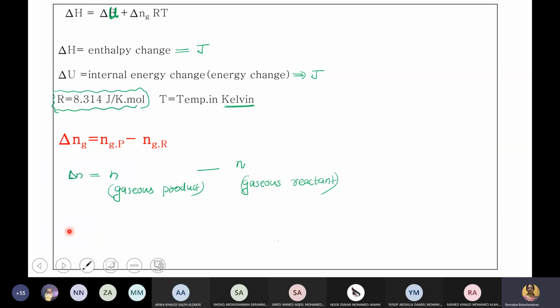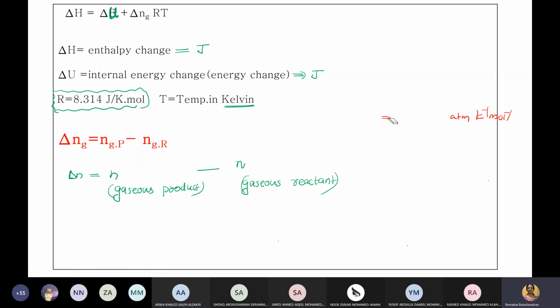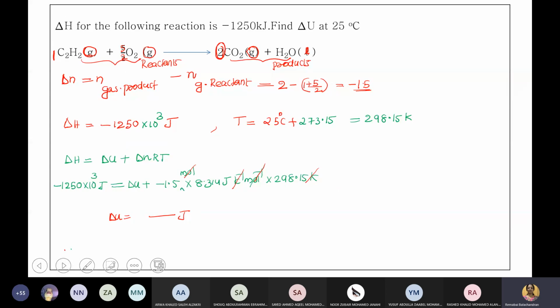I'll tell you the unit. The other R value is 0.0821, with unit liter atmosphere Kelvin inverse mole inverse. Delta H and delta U are in joules, so you cannot use liter atmosphere here. So in the exam, don't make it wrong. For PV equals nRT we always use 0.0821, but here we use the joule value.